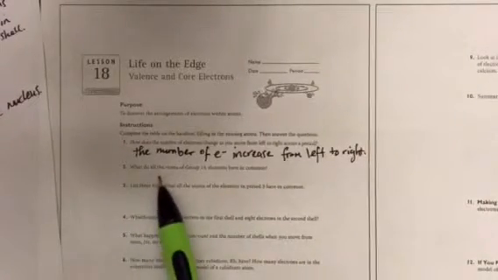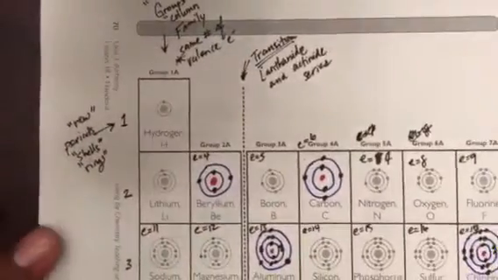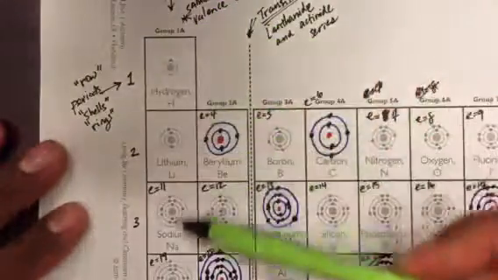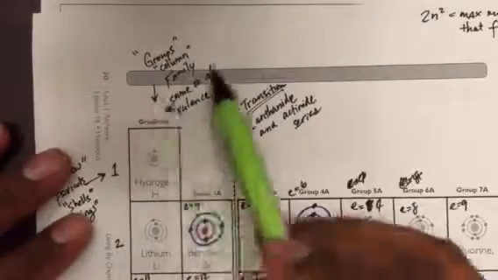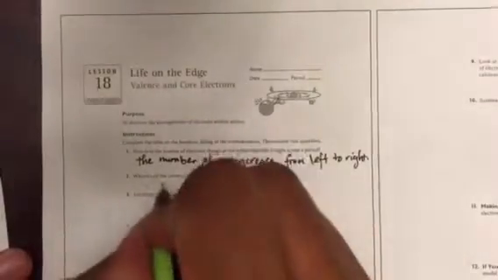Second question, what do all the atoms of group 1A elements have in common? What do they all have in common? And remember we said that if they're talking about a column, they all have something in common. That something in common is the same number of valence electrons.